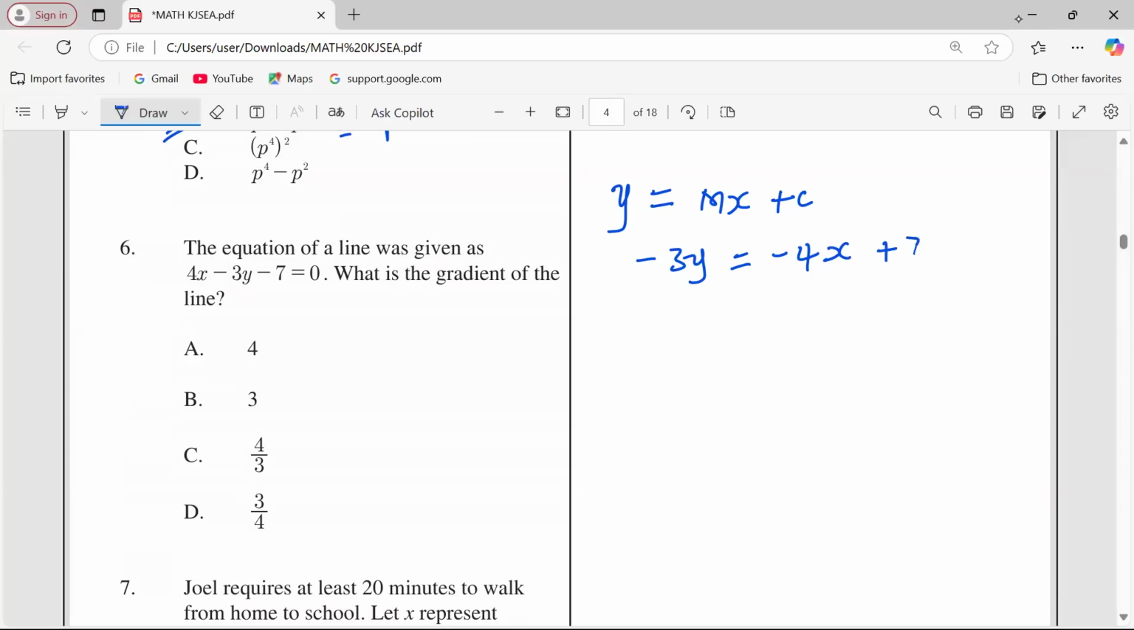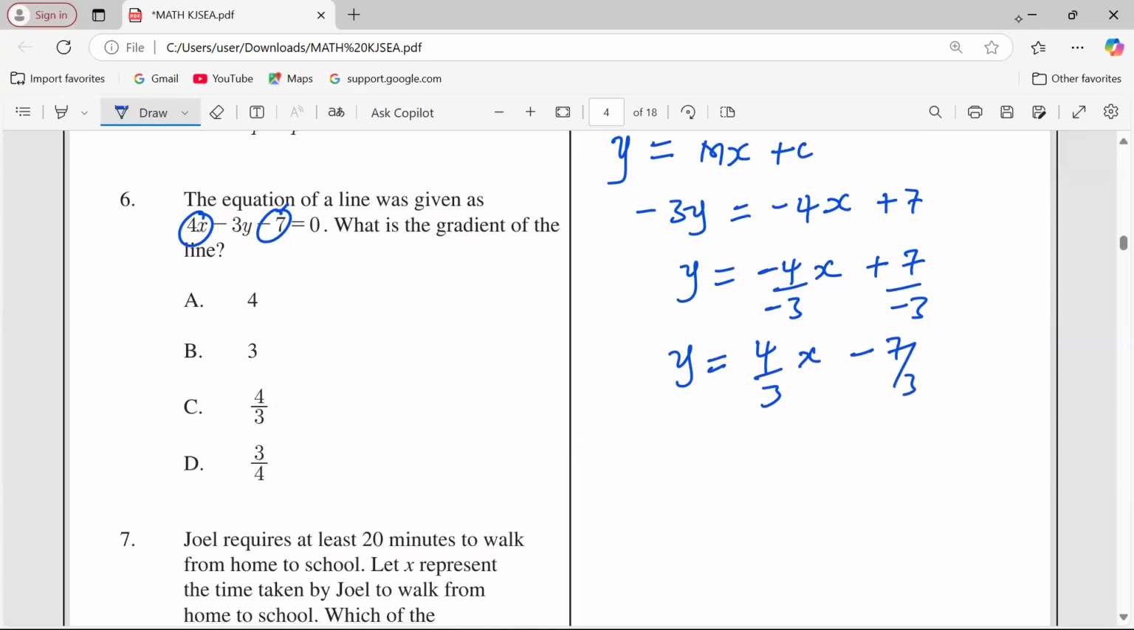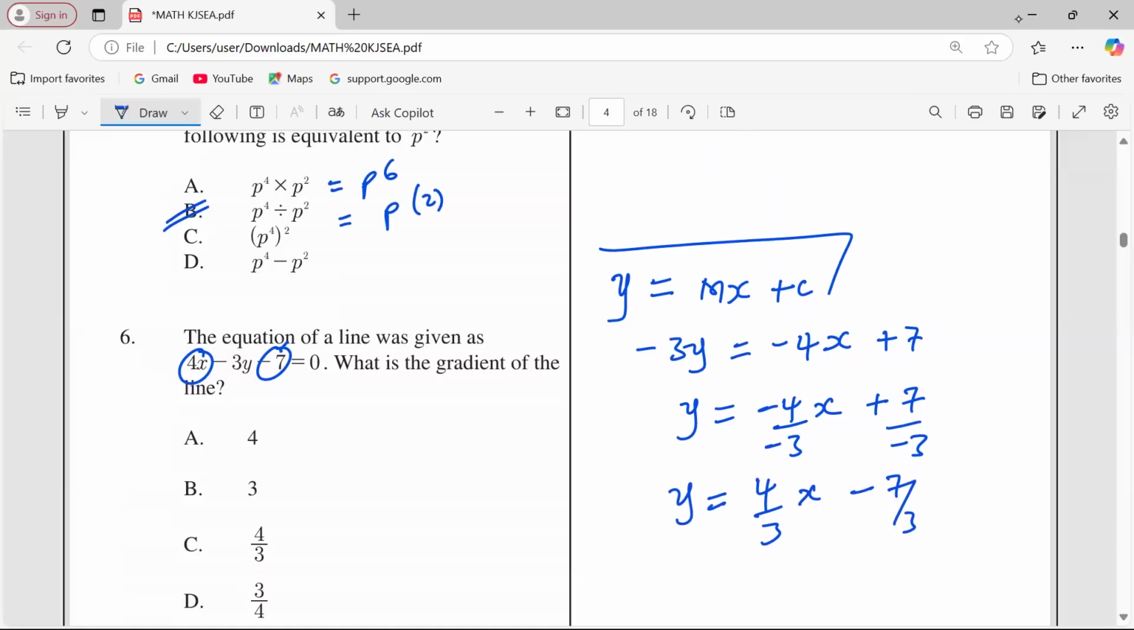4x positive 7. When we take all of them to the right hand side now, we take 4x to the right and also negative 7 to the right. So negative 7 becomes positive while 4x becomes negative. Then for us to remain with y, we have to divide through by a negative 3. So negative 4 over negative 3x plus 7 also over negative 3. So y equals, the negatives cancel, 4 over 3x minus 7 over 3. So this is now the equation in the form y equals mx plus c.